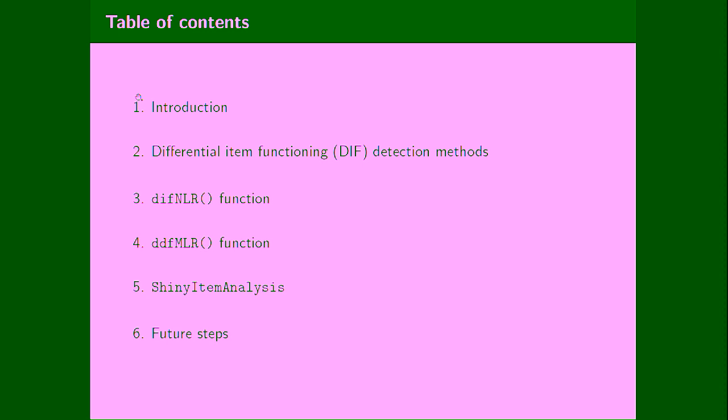First, I give you a very brief introduction, and I will list some methods that are already implemented in R. And I will use our solution in the difNLR package in two functions, first called difNLR, and second is dfNLR. And I will also present one Shiny application called ShinyItemAnalysis. And I will end with some future steps.